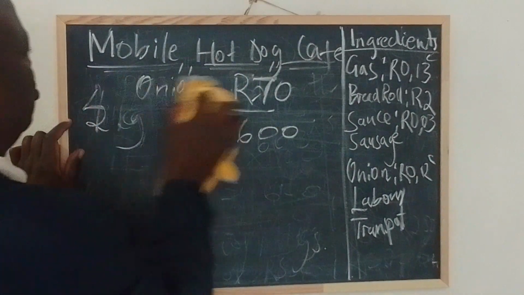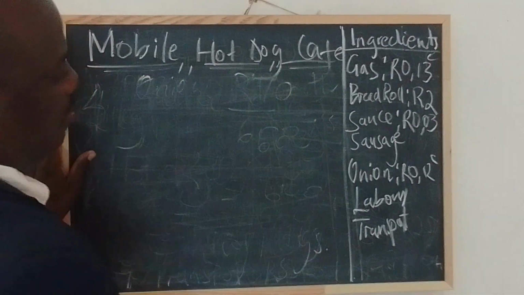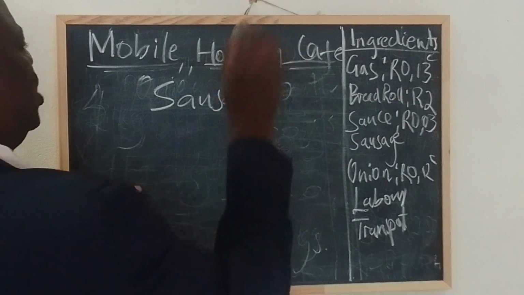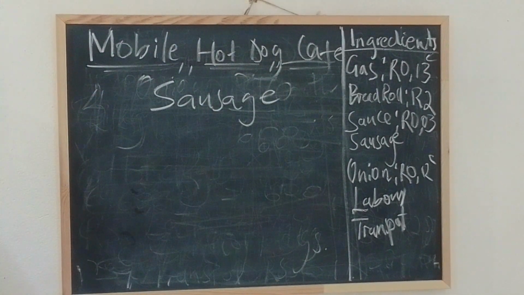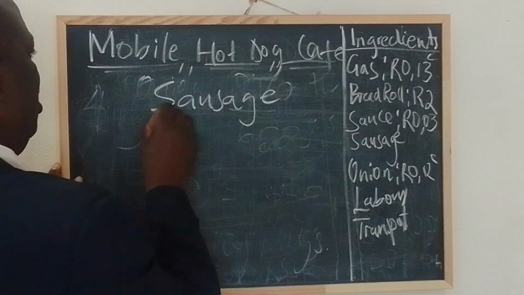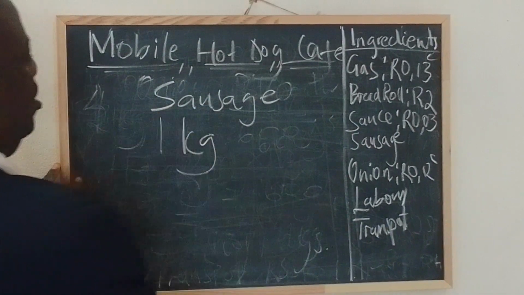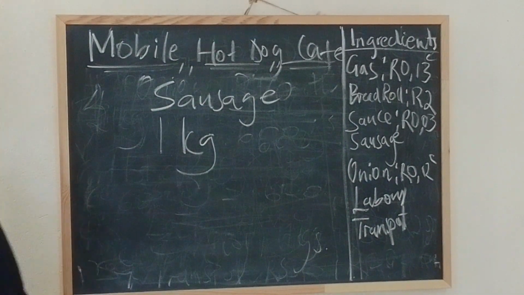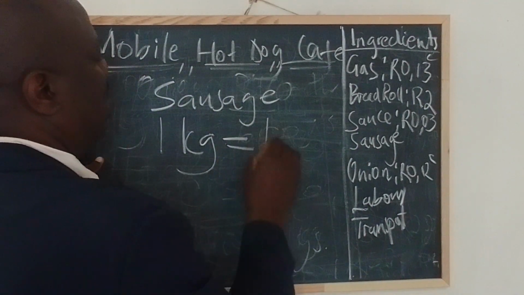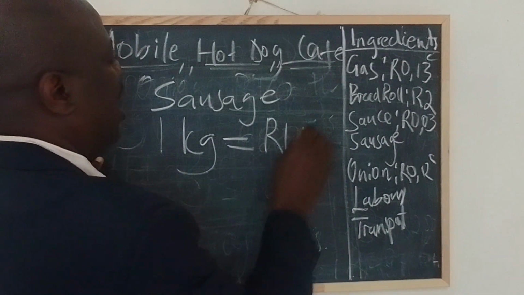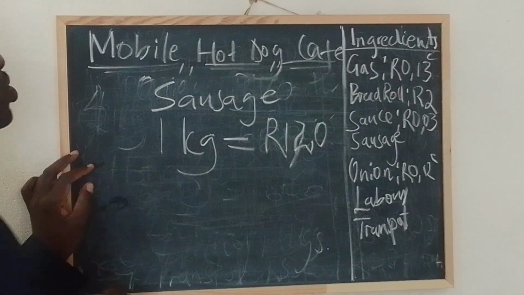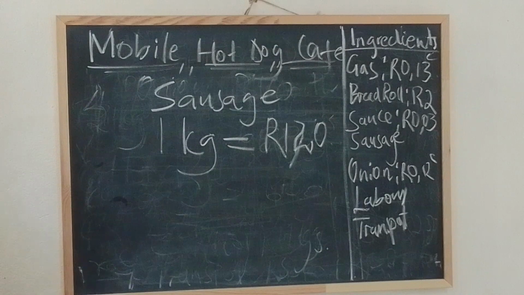Now let's go and look at the sausage. I think that is one of the few missing things. Sausage. How much does sausage cost us per hot dog? Suppose we buy a Boerewors sausage, 1 kg, and let's assume how many hot dogs can we make with 1 kg? Let's say we are buying high quality sausage. Boerewors sausage is 120 per kg.